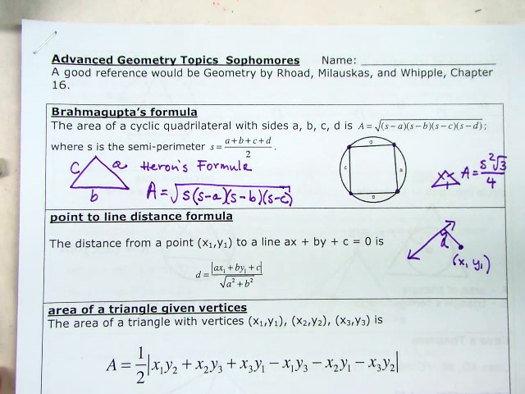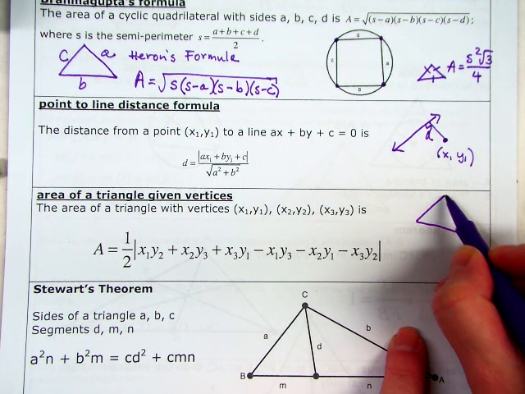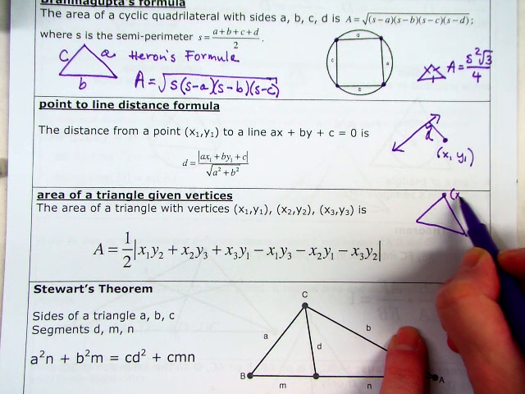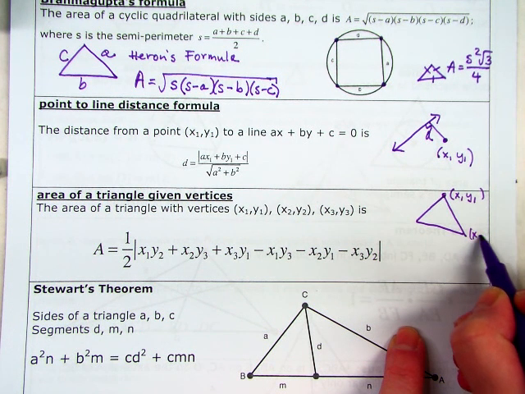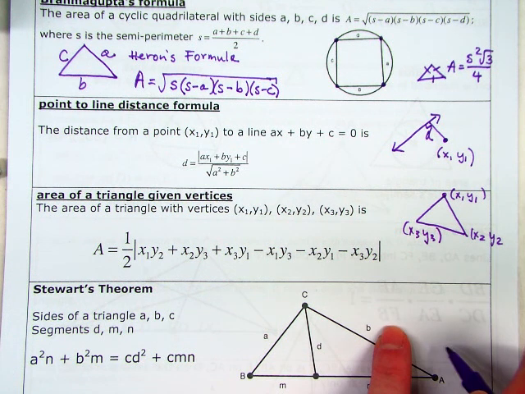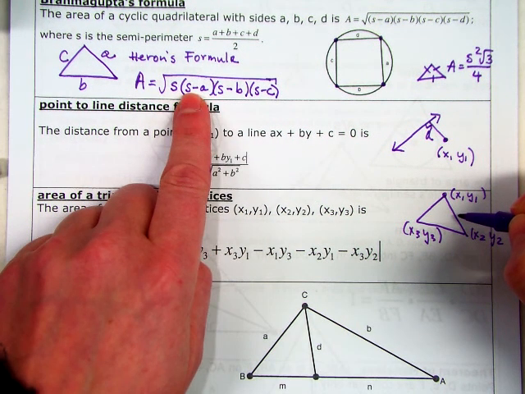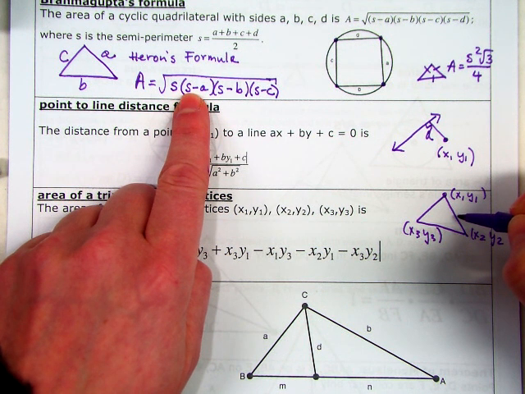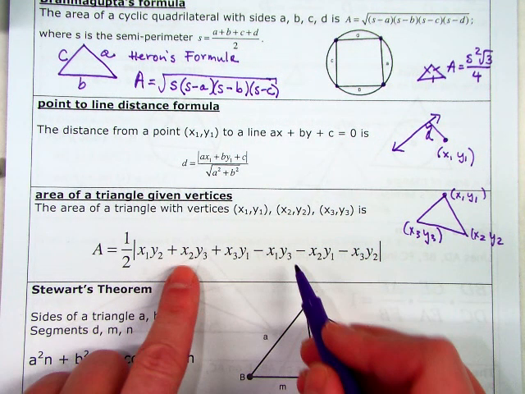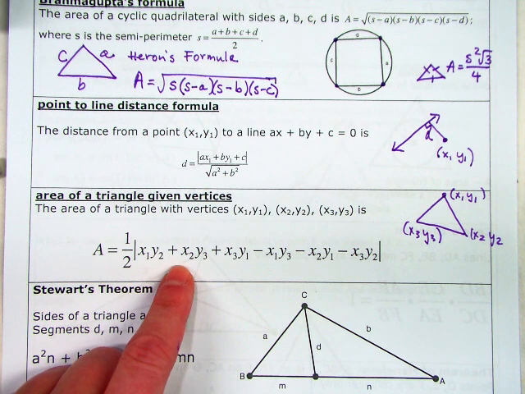Next one, area of a triangle given the vertices. Now this is a little tricky. If I gave you a triangle, and then I gave you that this is x1, y1, x2, y2, x3, y3, how would you find the area? Well, one way would be to find the distance between them, and then you can go back and try Heron's formula, right? But that's a lot of work. There is a formula that works like this. This actually also works on your calculator because there's a shortcut like this.